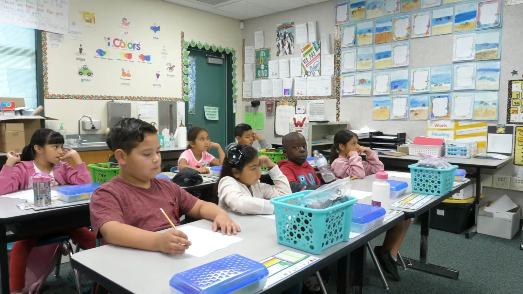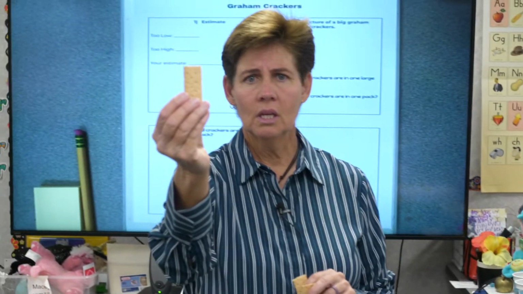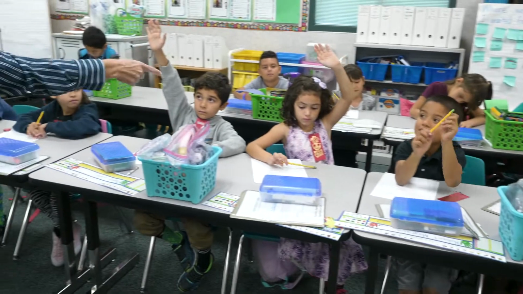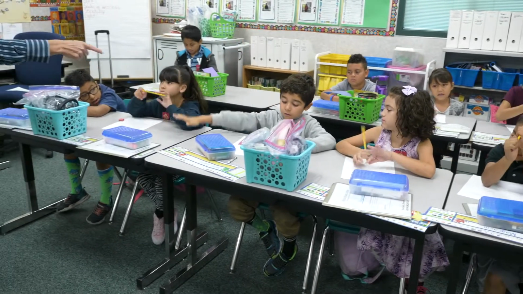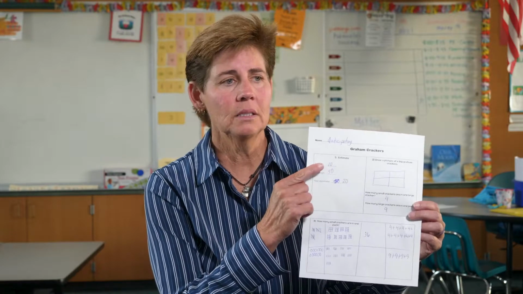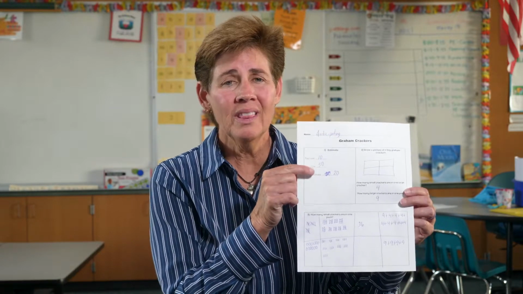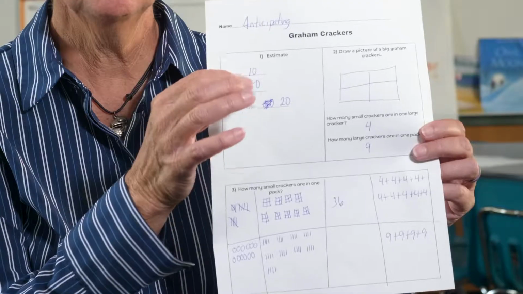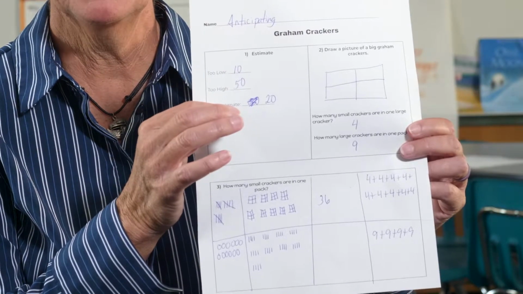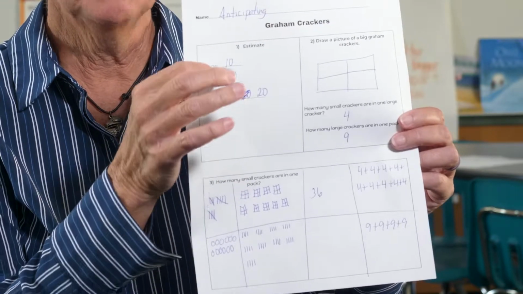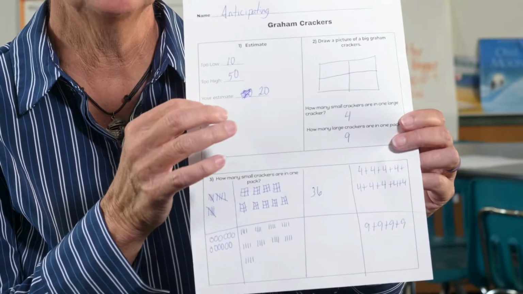How many little crackers do you think are in that pack? What'd you pick? 20. What'd you pick? 10. What'd you pick? 9. In the 3-act math, the first act is our estimating. And one thing that happens a lot with the students, you'll notice we did too low, too high, and then my estimate. In my example, my estimate fits in between my too high and too low.